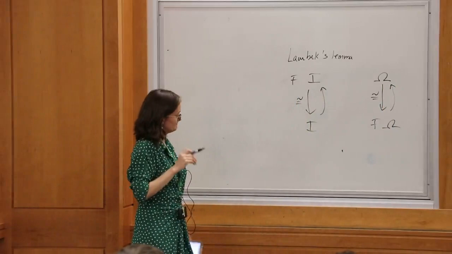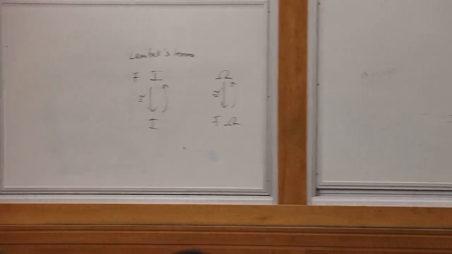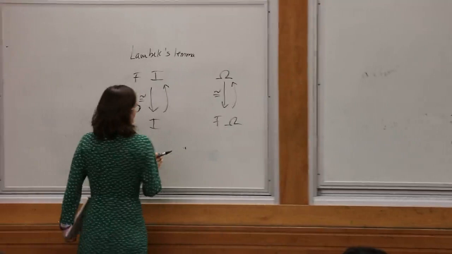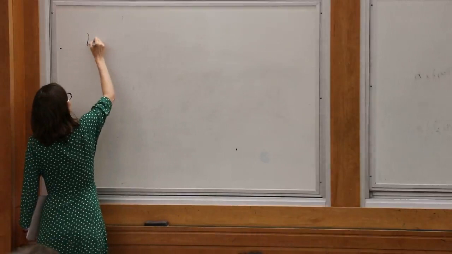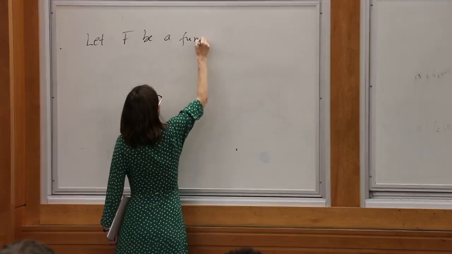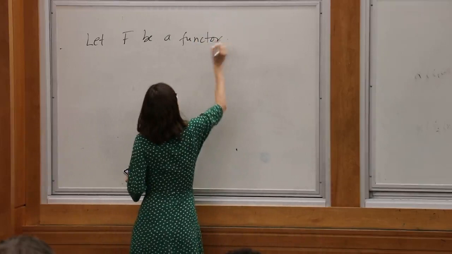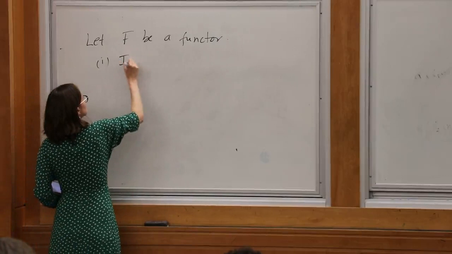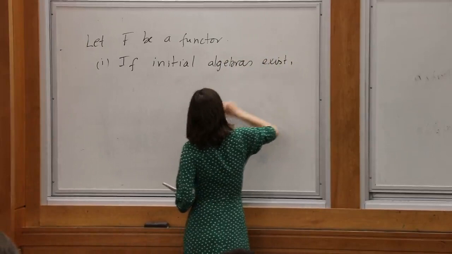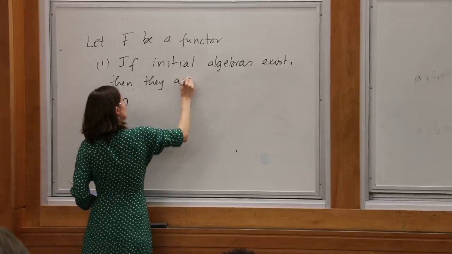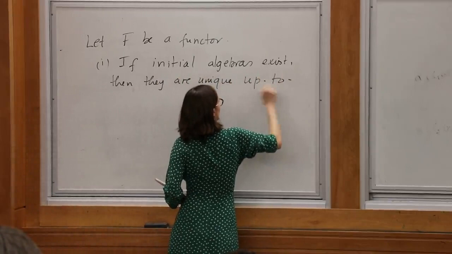So I'm going to write this down again properly, and I'm going to write what uniqueness means, and maybe let's go through the proofs of that for some categorical intermezzo. So if you have a functor F and the following is true. So if initial algebras exist, then they are unique, up to isomorphism.